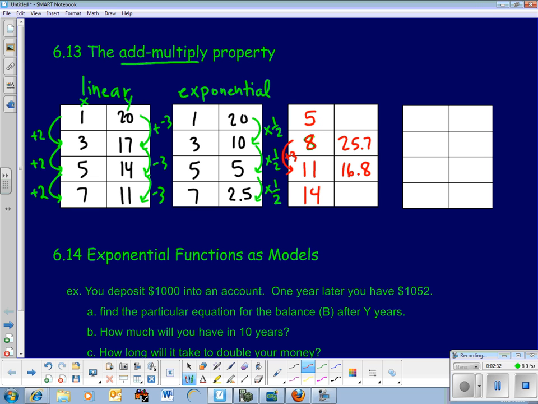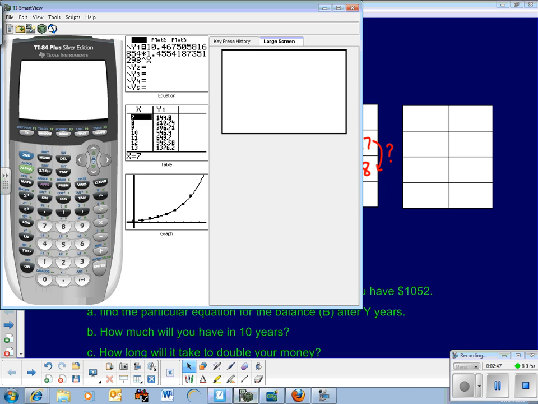So what I need to know is, what is this number that I'm multiplying by every time? Well, it's not an obvious number that jumps right out at you, but if you want to know what you need to multiply 25.7 by to get 16.8, then the answer is divide 16.8 by 25.7. Let's see what that is. 16.8 divided by 25.7. So my multiplication factor is this number. It's not pretty, but I'm going to store that.